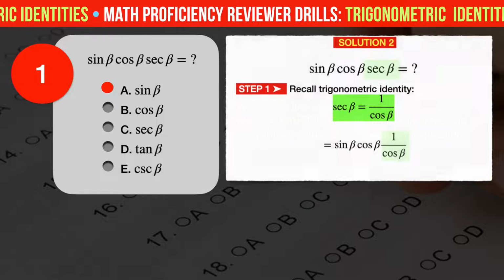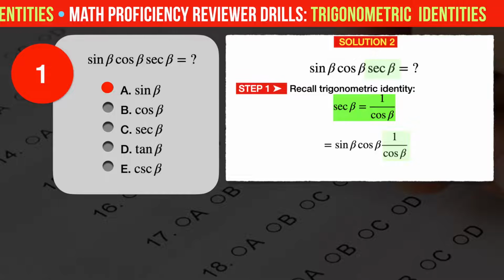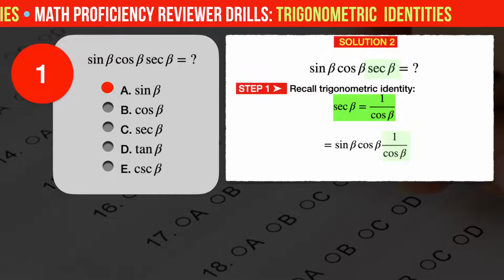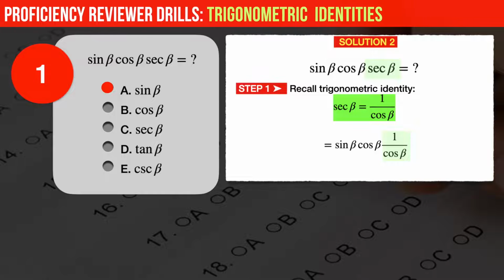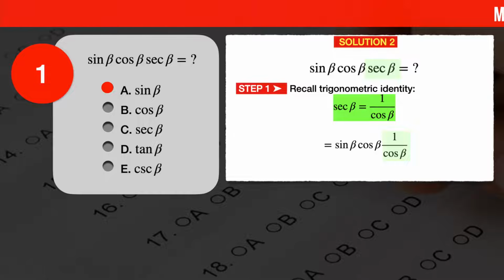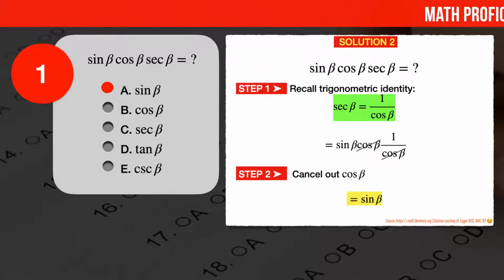There is an alternative and equally simple and just as fast solution to this problem. Instead of using the trigonometric identity, cosine beta equals 1 over secant beta, we use its reciprocal trigonometric identity, secant beta equals 1 over cosine beta. After replacing secant beta with 1 over cosine beta, we can simply cancel out cosine beta, leaving us with sine beta as our correct answer.